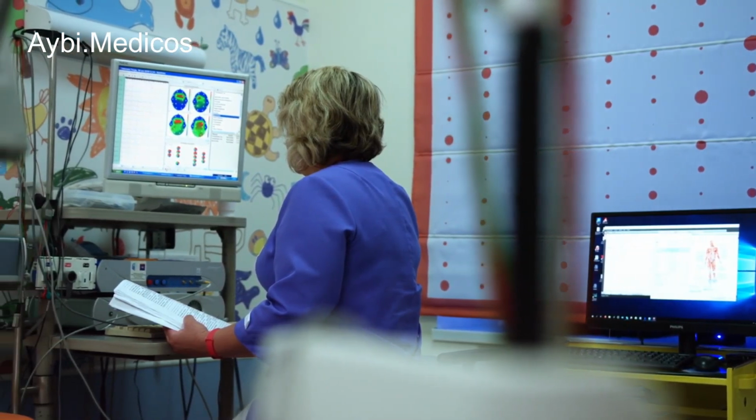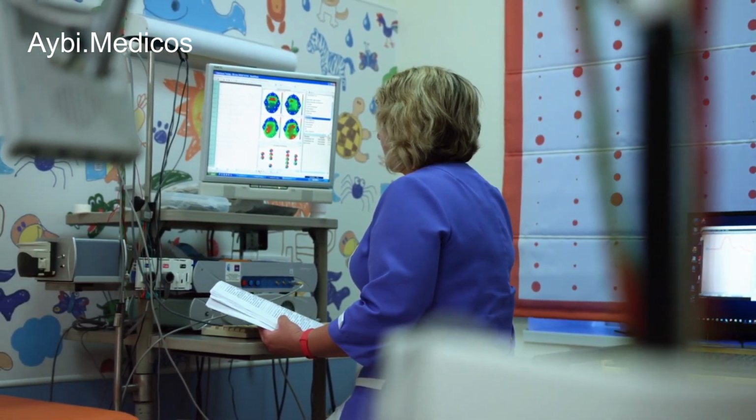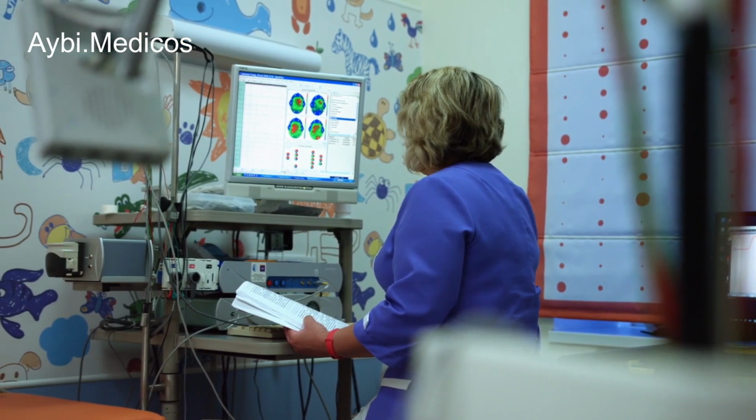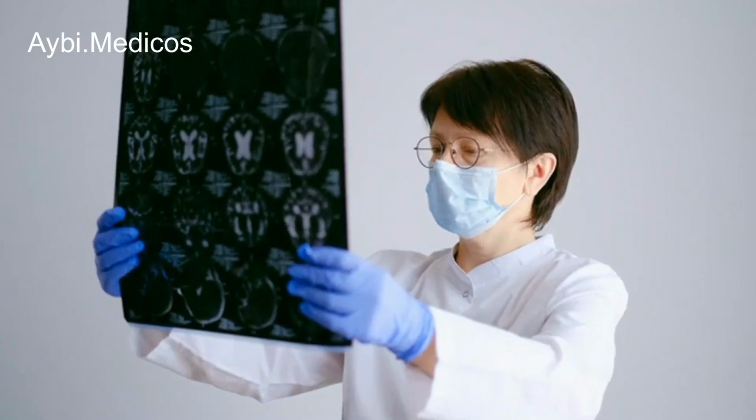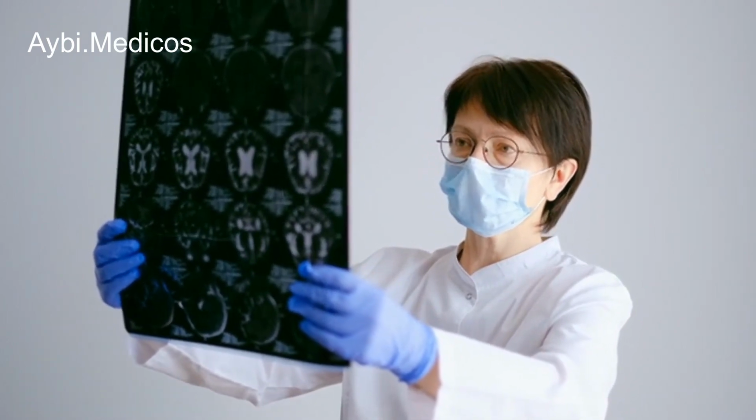Some patients might require a stay in the intensive care unit, ICU, before being transferred to a regular hospital room. Pain management, wound care, and neurological monitoring are essential during this phase.